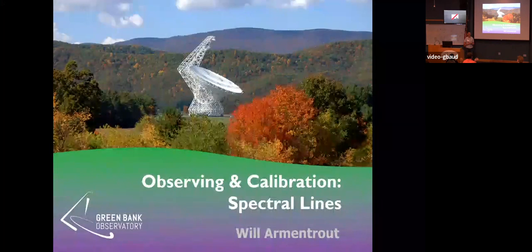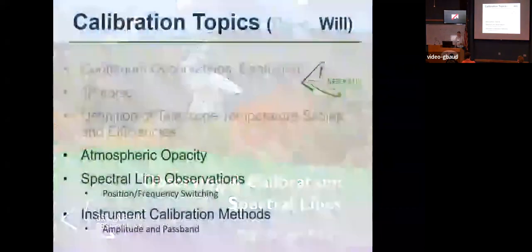For single dish spectral line observations, there are some things you have to consider about your strategy to take away things like baseline structure, the stray noise from the atmosphere, etc. So we're going to talk about that throughout this talk, and then talk at the end a little bit about calibration, like Dave was mentioning.